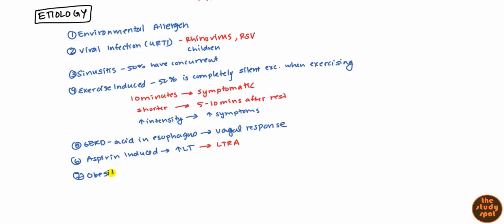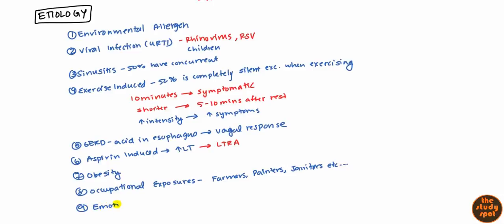Obesity is another cause. On top of that, occupational exposure. Certain occupations tend to have asthma, and these would be people who work as farmers and painters and even janitors. They get in contact with certain chemicals, and of course, there are probably many other occupations where people can get exposed to certain chemicals that trigger their asthma. And finally, even emotional. If they become suddenly emotional, that can also trigger an attack. So people that have that sort of symptoms need to be careful.